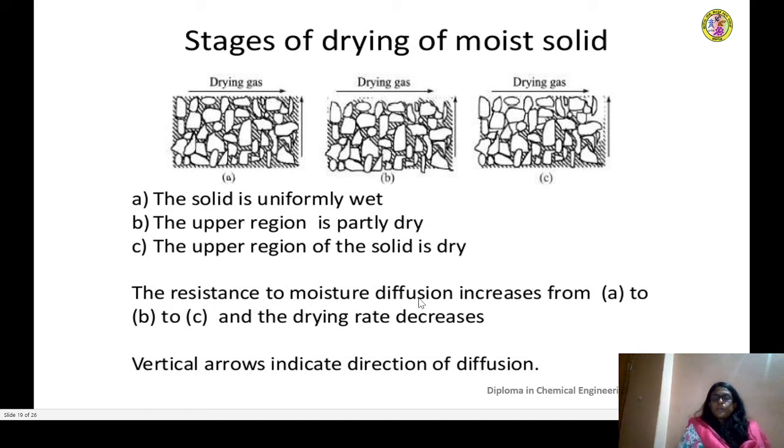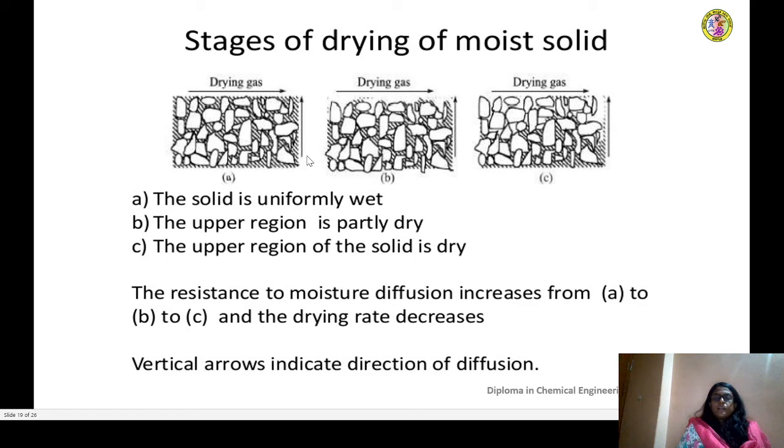So the resistance to moisture diffusion increases from figure A to figure C, and the drying rate decreases. In this part of the drying process, the drying rate will be constant, and as the moisture in the upper part decreases, the remaining moisture from the wet solid has to be evaporated by diffusion of the moisture from inside to the surface. That is the reason why the drying rate decreases in the later stages of the drying operation.